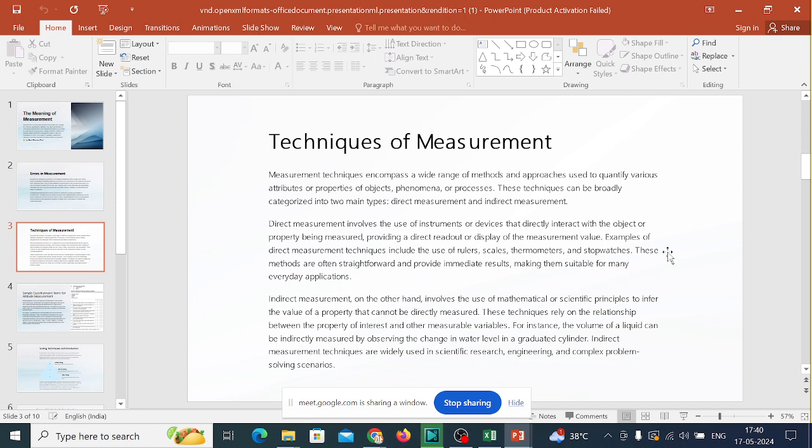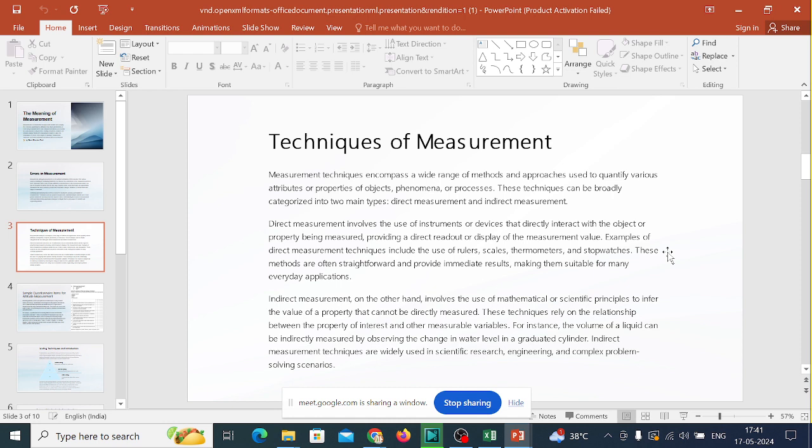Okay, a stopwatch gives you directly the measure of how many seconds, minutes, or hours you have taken to reach your destination. The next one is the scale. The same thing, if you want to know how many meters or centimeters, it gives you the information directly. This is called direct measurement.